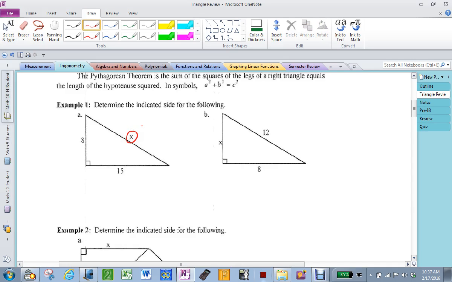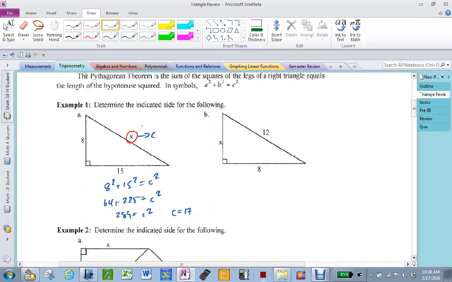There's x. What letter is x in our formula? C. So we just do normal, yeah? A squared, B squared, C squared. 8 squared plus 15 squared equals C squared. 64 plus 225 equals C squared. 289 equals C squared. And C equals 17. Everybody cool? Yeah? No problem, right?